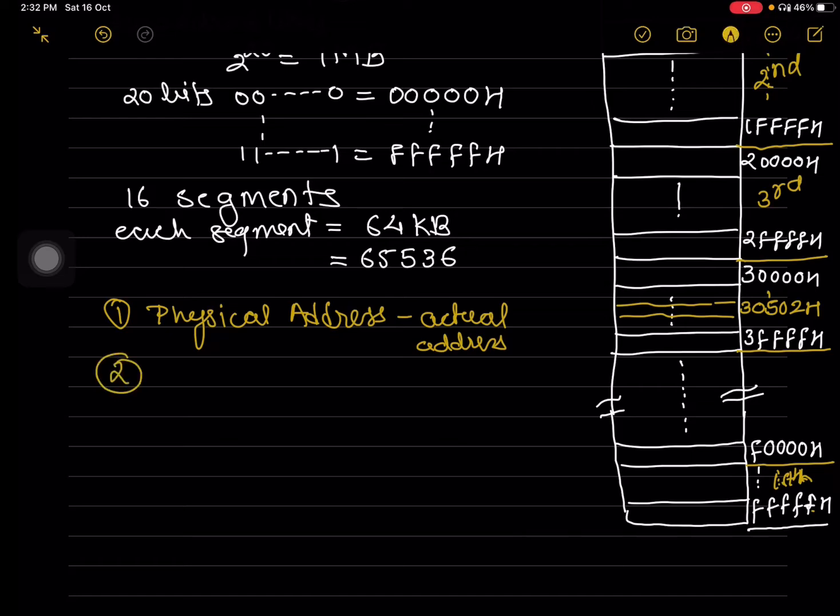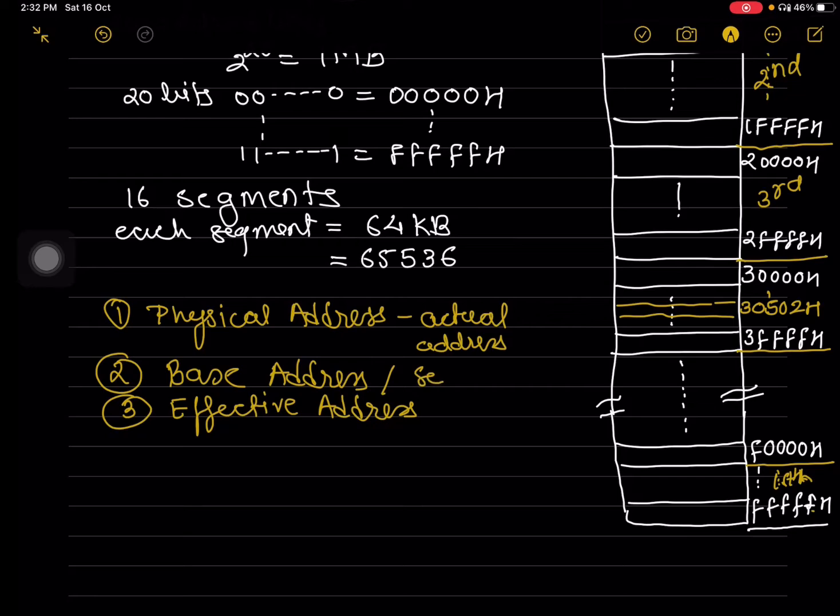There are two more terms to understand. One is the base address and the next is the effective address. The base address is also called the segment address, and the effective address is also called the offset address. So we have three types of addresses available: physical address, base address and effective address. As I discussed, the physical address is the actual address of a particular memory location.